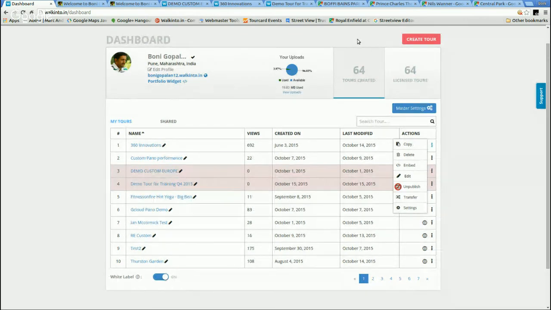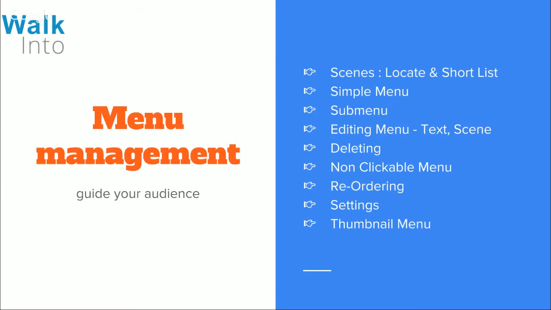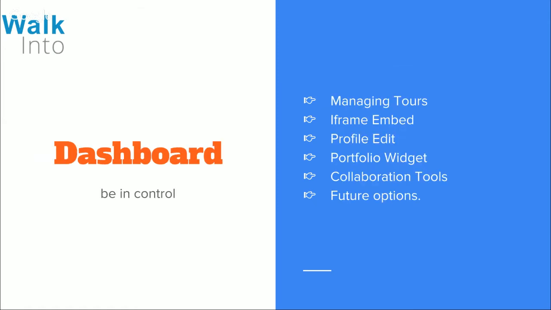So in today's session we spoke in detail about managing menus, how to import scenes, how to create menu, submenu, editing menu text and scenes, deleting and removing a menu item, making a menu not clickable, reordering the menu, which is just drag and drop, and changing the settings to make it a thumbnail menu or make it look like an icon. There is a counter that you see on the right top. You can turn off that counter also from settings. We spoke about dashboard, managing tools, iframe embed, profile edit, portfolio widget, collaboration tool, and I briefly spoke about what we are planning to do in the future.